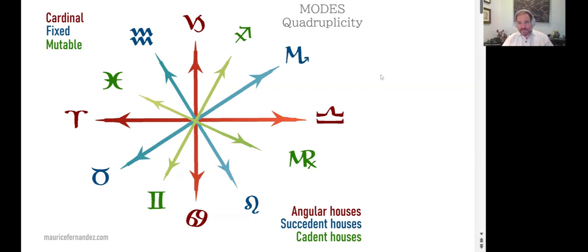Then you have the mutable signs: Gemini, Virgo, Sagittarius, and Pisces, which are interestingly involving most human symbolism. Gemini is two people, a boy and a girl. Virgo is the Virgin. Sagittarius is half horse, half human, and then Pisces is fully animal. And we're going to understand why. So thematically associated with the cadent houses: third house, sixth house, ninth house, and the 12th house, which I love to speak about.